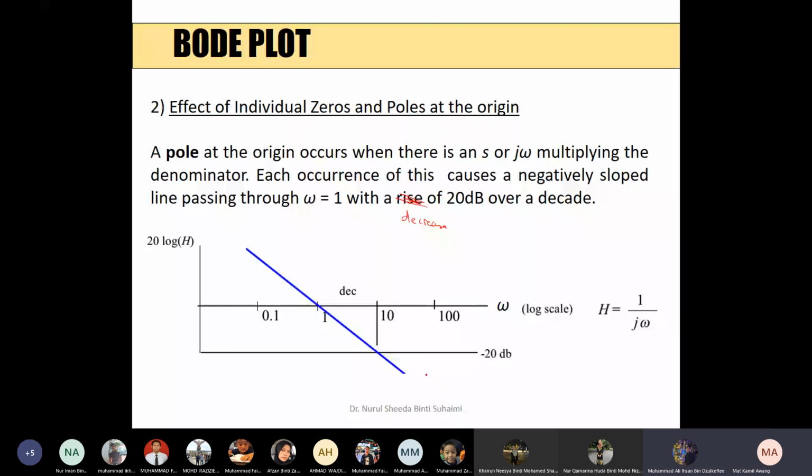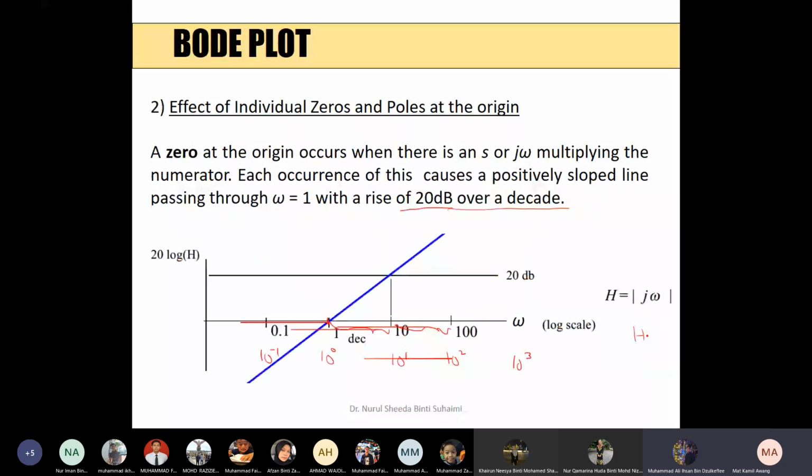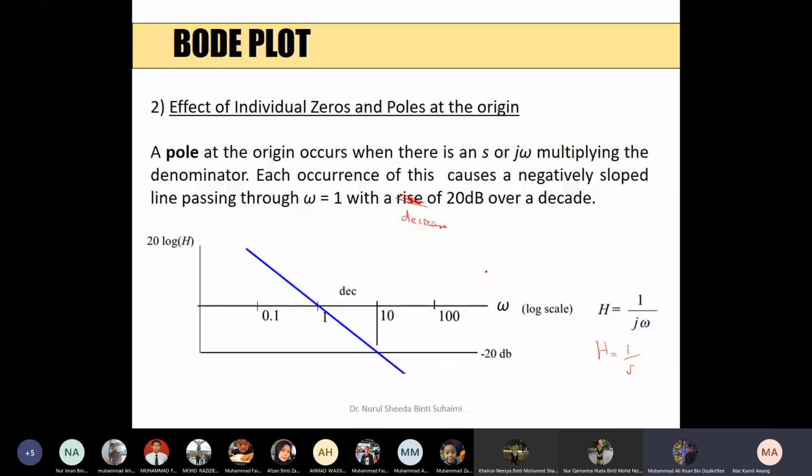So this is for a zero. This is a pole here, H equal to 1 over s, or H equal to 1 over j omega. This one is H equal to s. Right? So this is the poles, and this one I will correct.